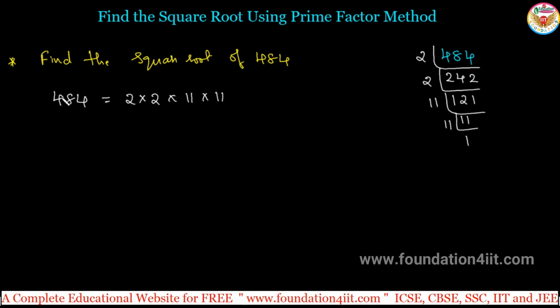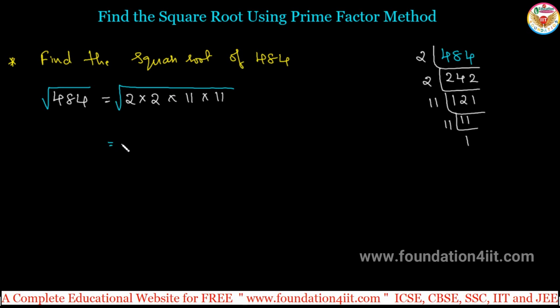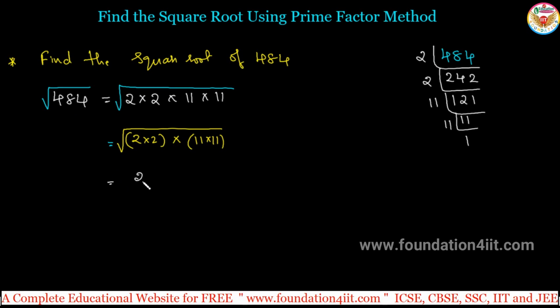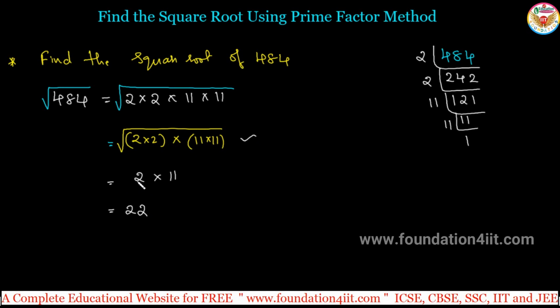But we need to find the square root. So the square root of 484 is the same as the square root of this product. Write the pairs: 2 into 2 is one pair, into 11 into 11. To find the square root of 484, for every pair take one factor. Take one factor from each pair: 2, and from 11 into 11 one number is 11. So 2 into 11 is 22.